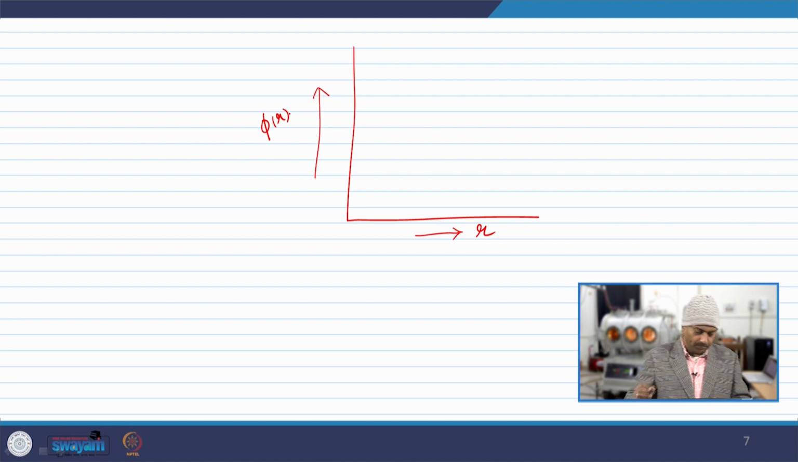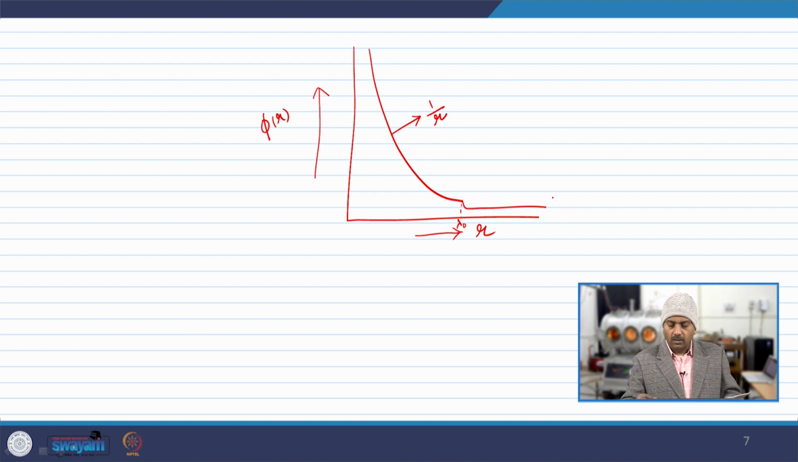So, we can put it in terms of a simple graph where we take r, the distance away from the center of this positive charge, and this is phi of r. The potential would be something like this, which is coulombic, which is 1 by r, and suddenly at lambda d it will be very fast. So, this is an exponential decay.